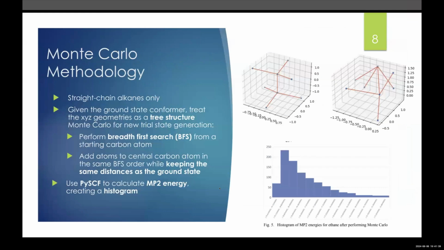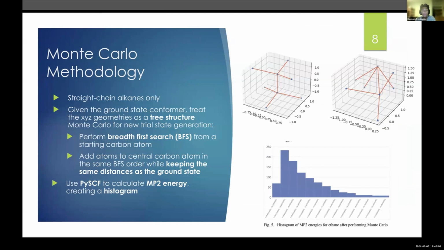Here's essentially a summary of our methodology for the Monte Carlo. Given the ground state conformer of a straight chain alkane, we treat the XYZ geometry as a tree structure. Here's how the Monte Carlo process is used to generate new trial states. We begin by performing a breadth-first search, or BFS, from a starting carbon atom. This search helps us systematically explore the possible geometries by adding atoms to the central carbon atom.